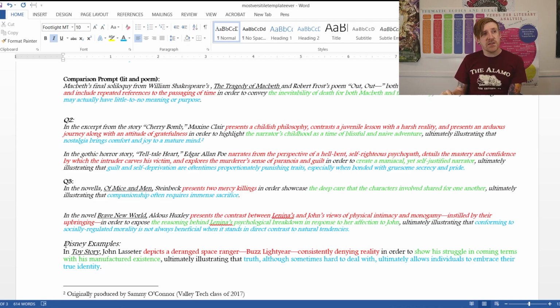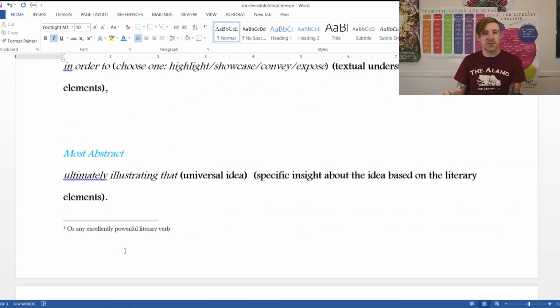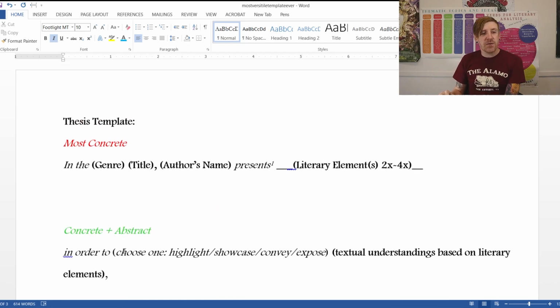And if you notice right down here, I've also got Disney examples here. The reason why is because I like to provide different examples of thesis statements with Disney films. So we'll look at a couple of those, okay? But anyway, the first part of the thesis template, which is the most concrete, basically is the genre, title, author's name, presents, and then you put your literary elements in, what's actually going on in the story.